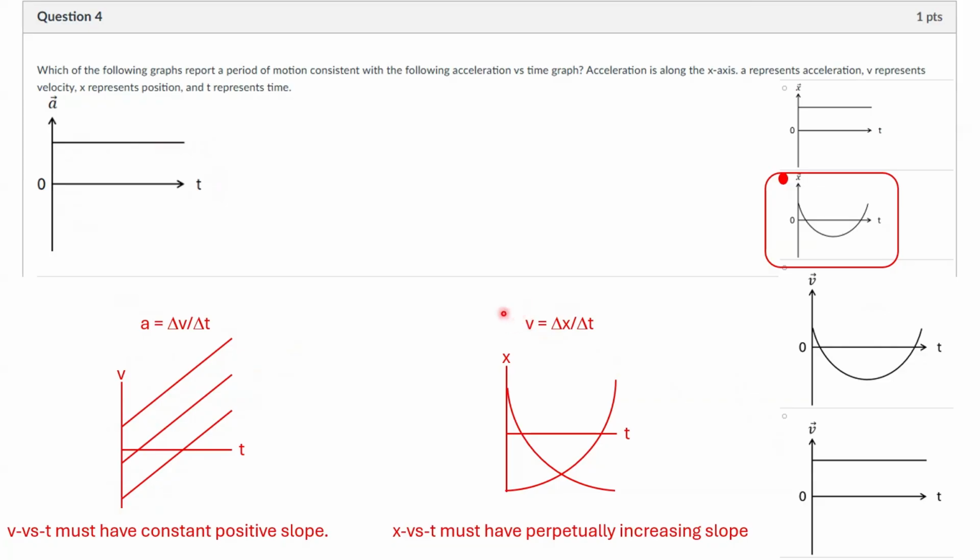Similarly, velocity and position have a related type of relationship, where velocity is equal to the change in position over the change in time. So in a position versus time graph, the velocity at any given time should be telling me the slope of the position versus time graph. Since the velocity will only ever increase at a constant rate, that tells me that my slope should only ever become increasingly more positive.